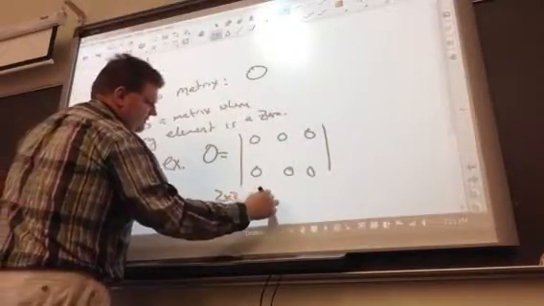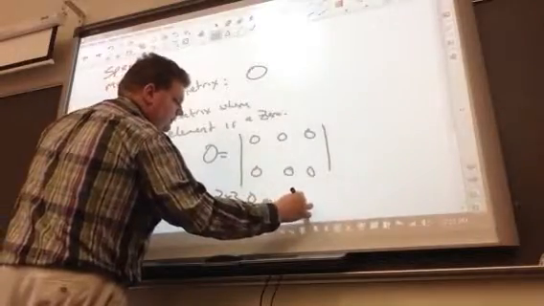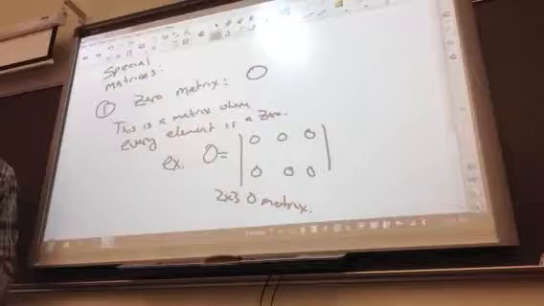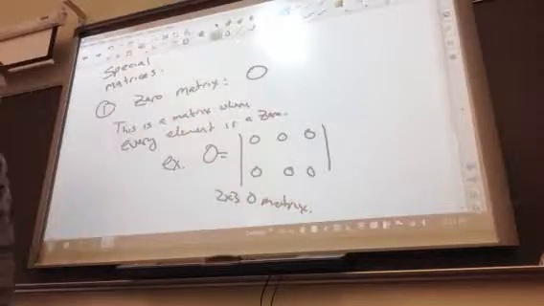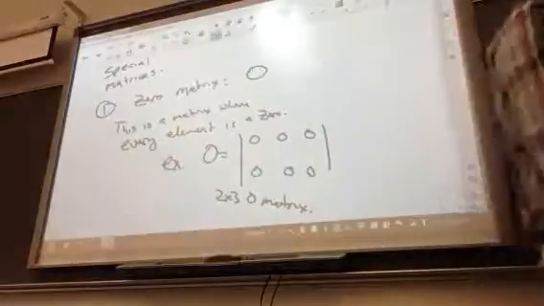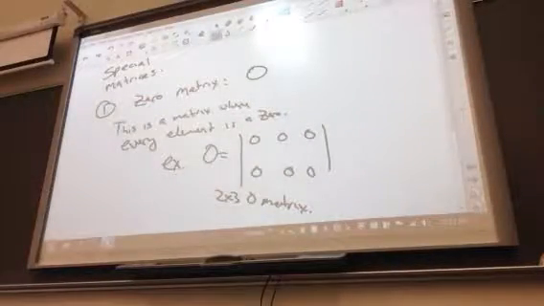This is a 2x3 0 matrix. How would you determine the order? Would the order be given to you? Yeah, the order would be given to you. It would say a 2x3 0 matrix, or a 3x4 0 matrix, or a 5x2 0 matrix.